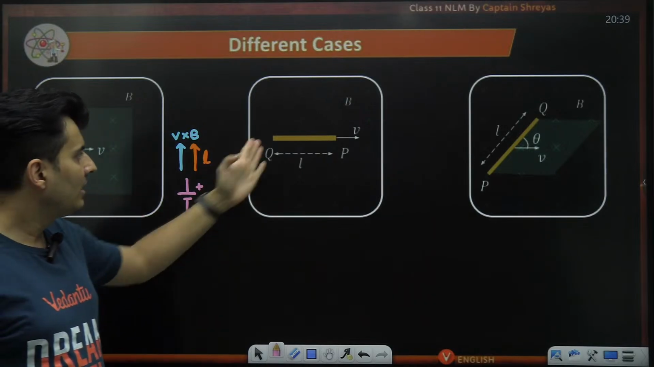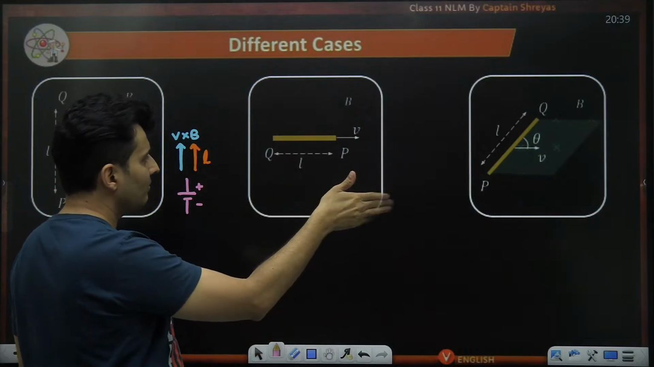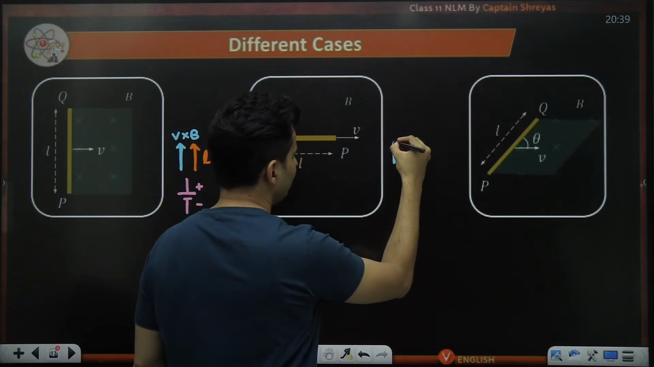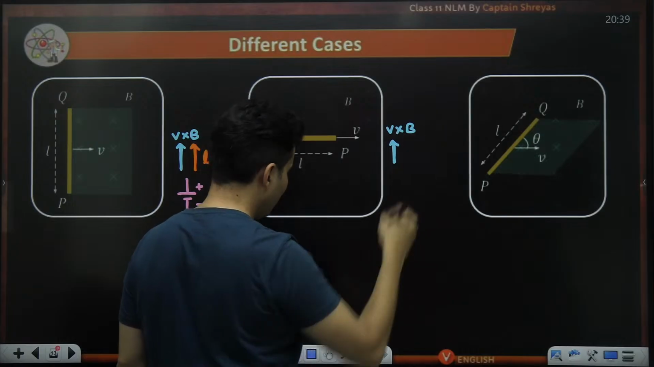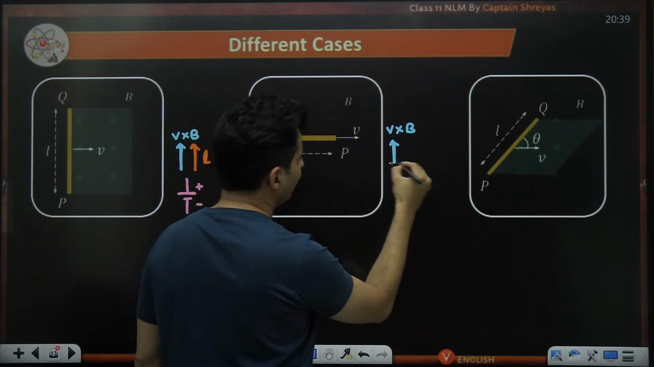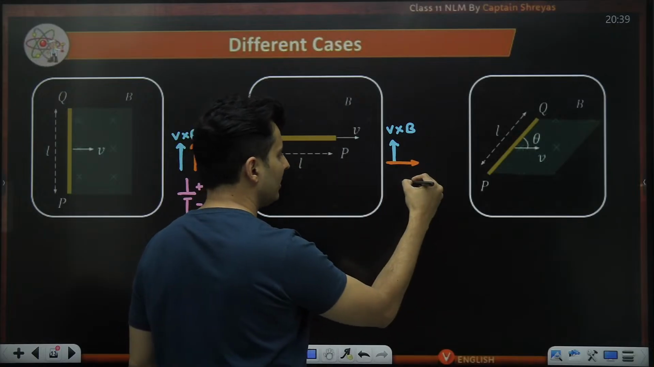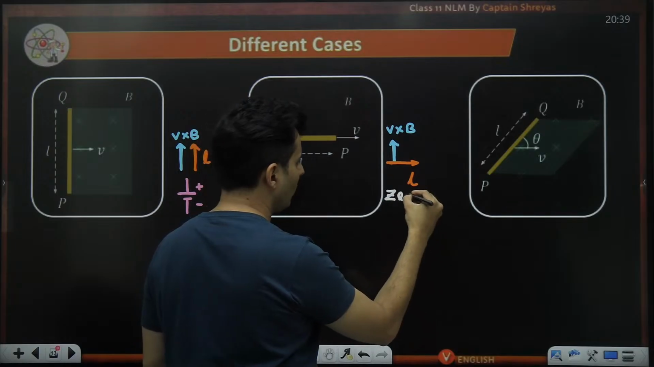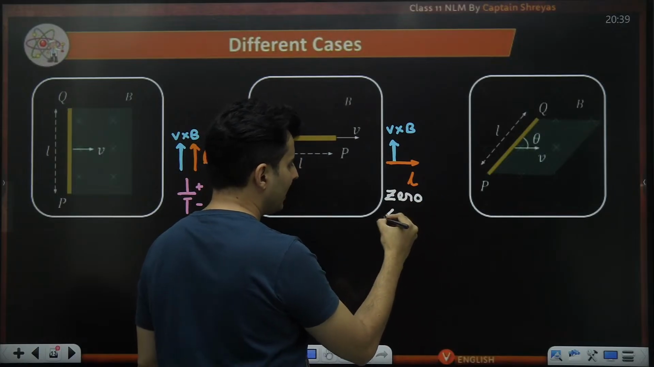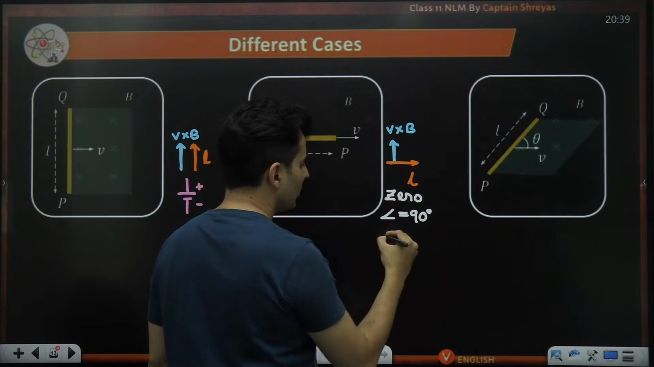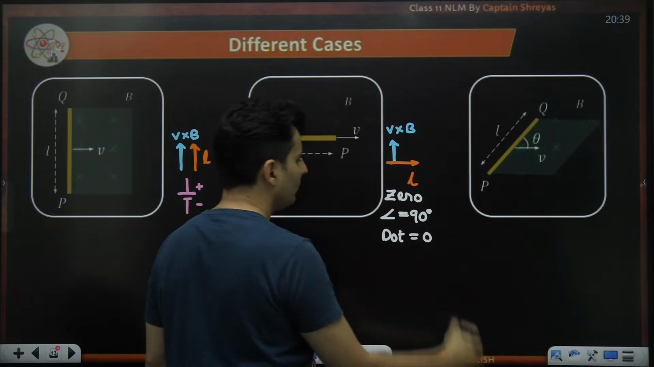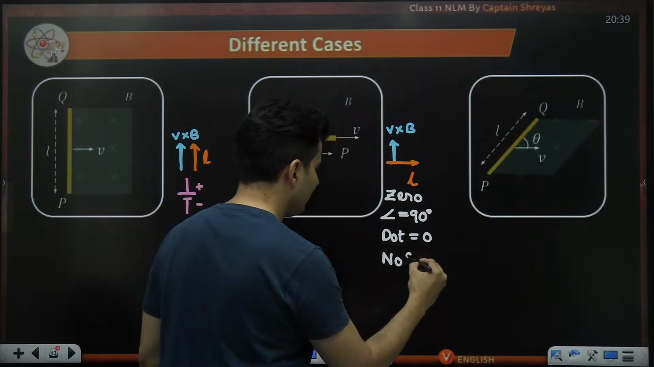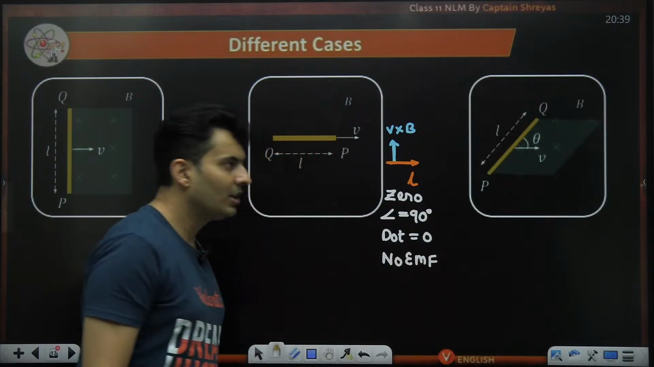E. Let's take this scenario. Velocity is here, magnetic field is inside. So again, my V cross B vector is going to be here. But the funny part is my length vector is going to be like this. Whether you take here or here doesn't really matter. The dot product is just going to be a big fat 0, because the angle is 90 degrees. So there will be no EMF in this scenario.